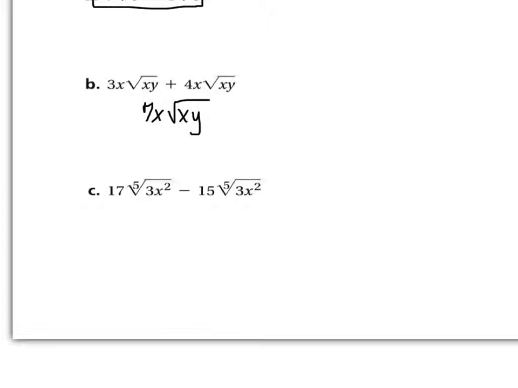And then letter C, okay, you'll notice that I have the fifth root of 3x squared and the fifth root of 3x squared, so these are like terms. So I can take 17 minus 15, which is 2, times the fifth root of 3x squared, and you're done. Okay, so the key is being able to have roots that are exactly the same, both indexes and also the numbers underneath.